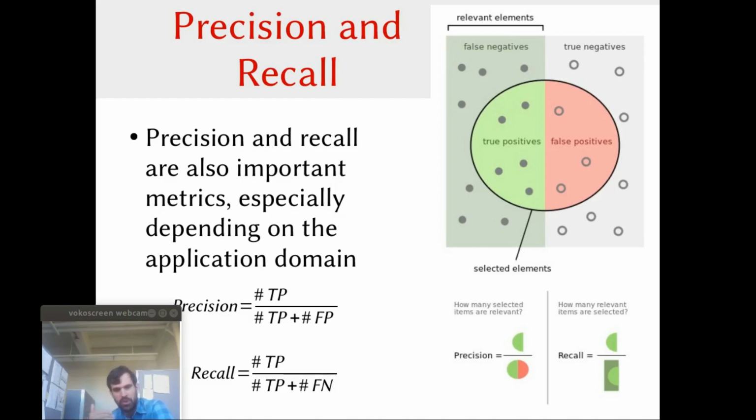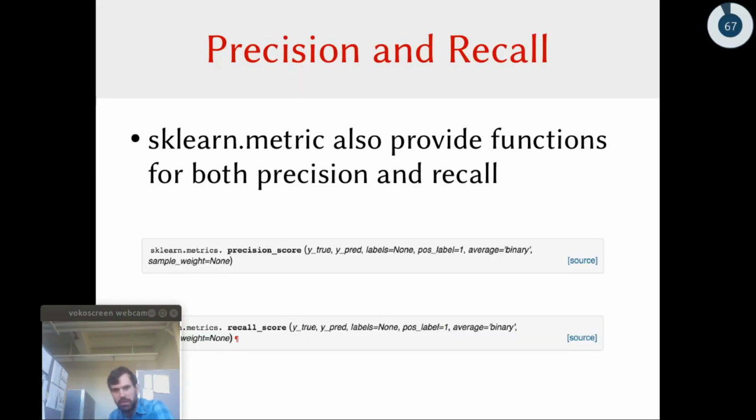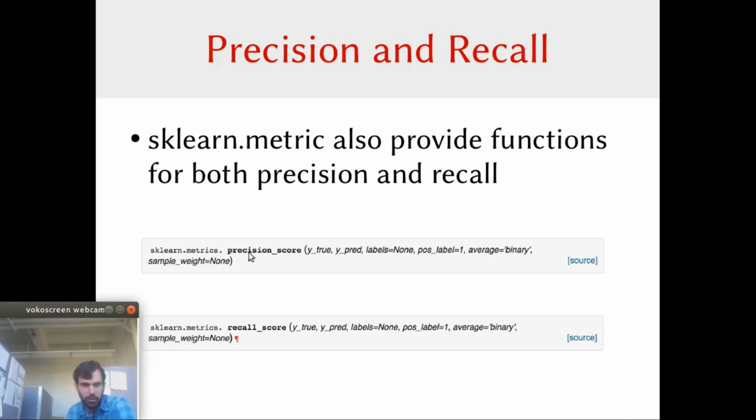Okay, that's the precision and the recall, and you can mix them. You can have access to them in the metrics module. So you have sklearn.metrics, precision_score, recall_score, and you can use them just like the score function.